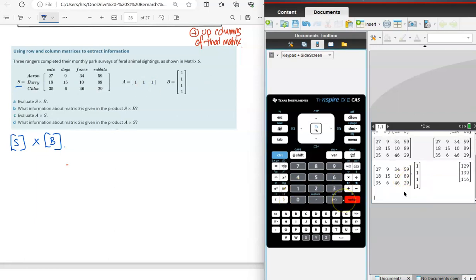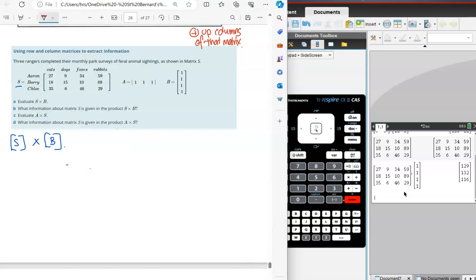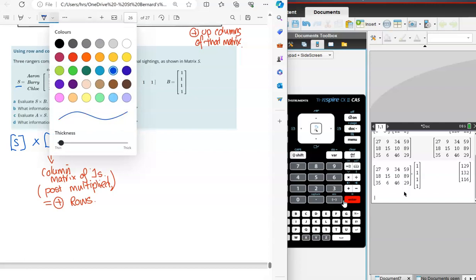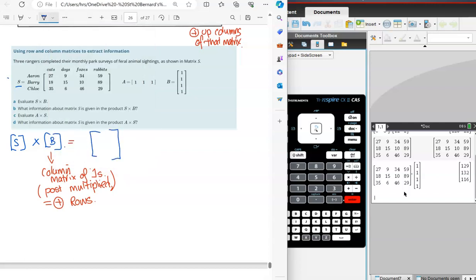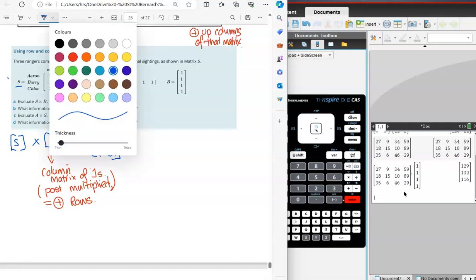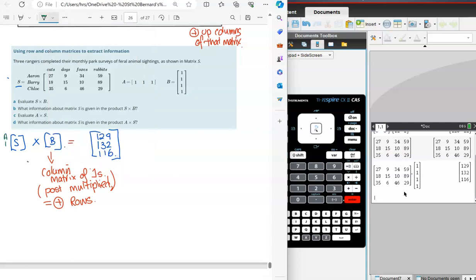Now, if we press enter, because this B was a column matrix of 1s, and it was post multiplied, what we said before is that if you do that, it adds up the rows. What you'll see in our answer is that we still have a column matrix with these numbers. When we multiply, what we take from S is the rows, and what we take from B is the column, which was just 1s. So really, if this is Aaron, Barry and Chloe.